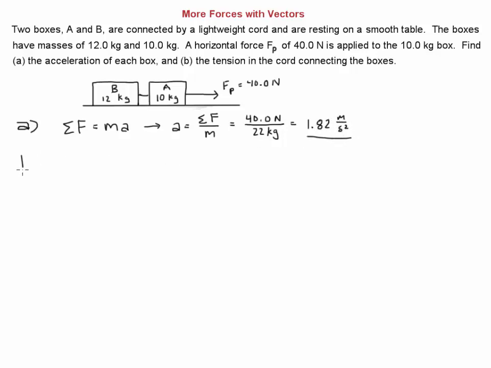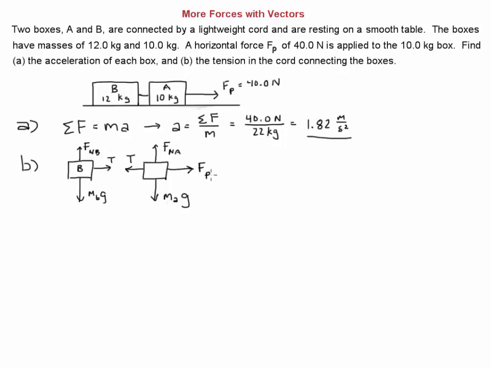Easy enough. To do part B, we're really going to need to separate our two boxes into two separate systems. So I'm going to do a free body diagram of each one. So for box B, look at the forces we have. We've got a normal force, I've got the weight, and I've got what I'm going to call the tension between them. For box A, I also have a normal force, also have weight, and the tension in this case is in the opposite direction. And I also have that applied force, that force of the pull.